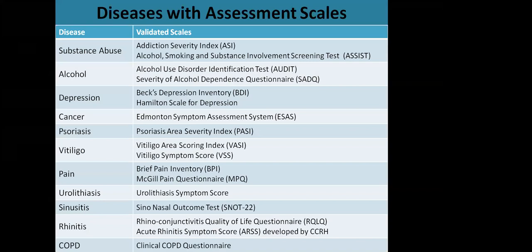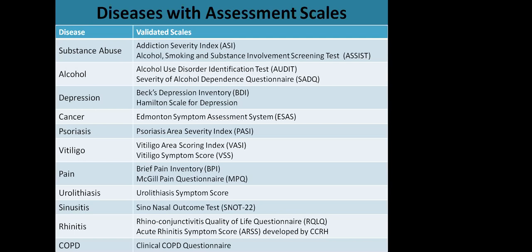Apart from the quality of life scales, there are many disease-specific assessment scales available in the database. Some of them, just for information, I am enumerating here. For substance abuse, for alcohol use, it's the AUDIT scale. For depression, Beck's Depression Inventory and the Hamilton scale are used. For cancer, the Edmonton scale is used. For psoriasis, it's PASI, and for vitiligo, VASI is frequently used. For pain, the Brief Pain Inventory and the McGill Pain Questionnaire are frequently used.